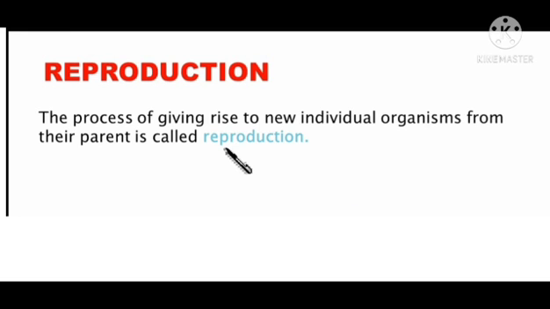Reproduction is one of the most important properties of living organisms. It means creating new life, producing young ones of their own kind. So how will you define reproduction? Reproduction is the process of giving rise to new individual organisms from their parent.